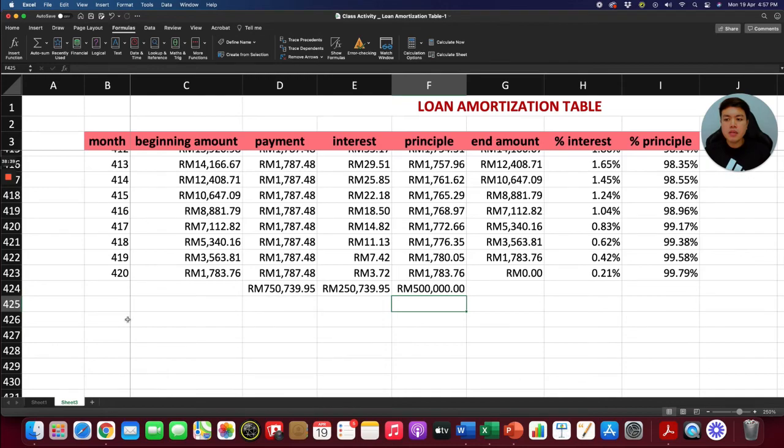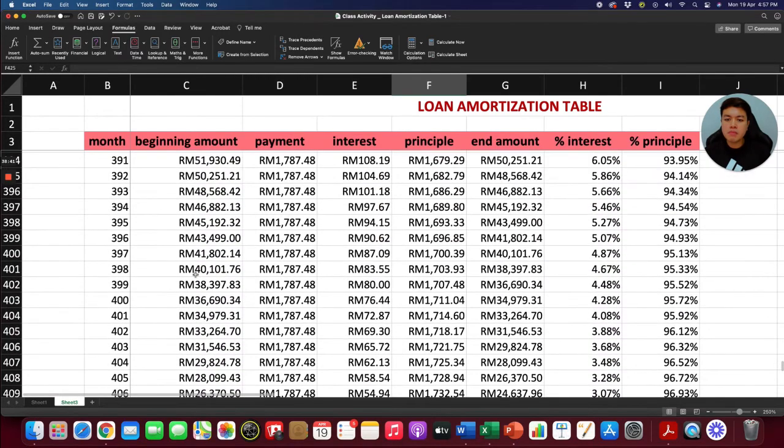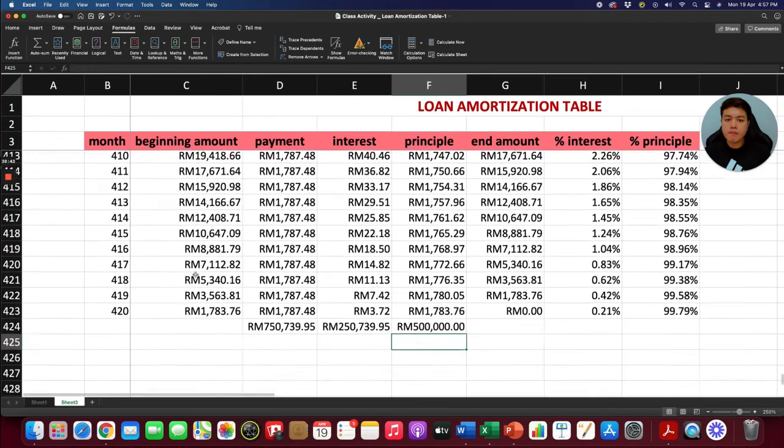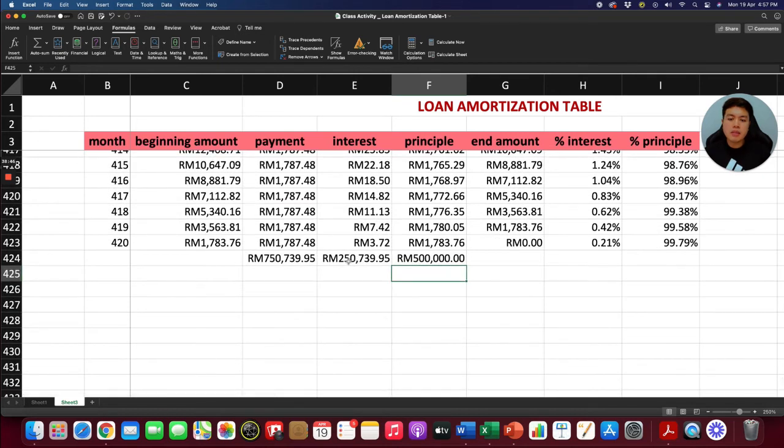Alright? Okay, because just now, look at the interest, 250,000. Just now, 100,000 ringgit only. For the same interest rate for 15 years, 100,000 ringgit. Now it becomes 250,000 ringgit.